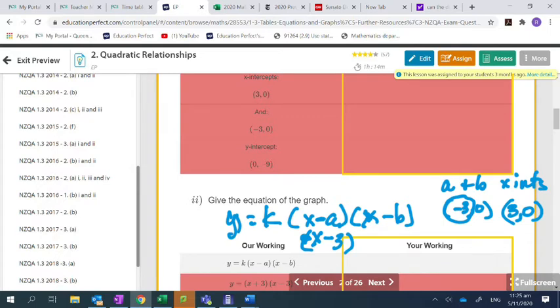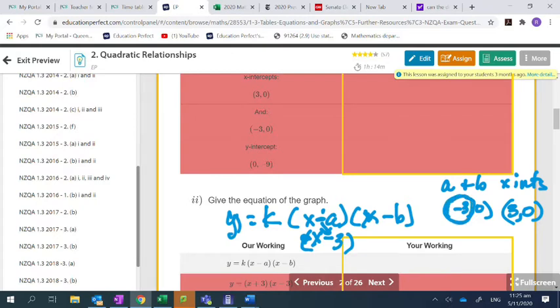Positive 3. Wait, is that actual positive? Oh, but there was already a negative there. How come you made it a negative then? I didn't. The negative came from here. I just dropped it down. So all you're doing is plugging in, right?